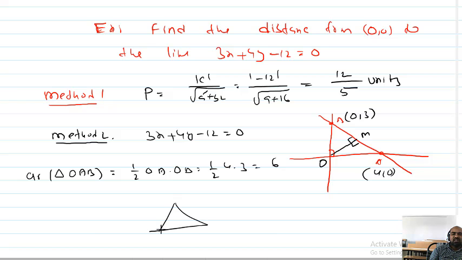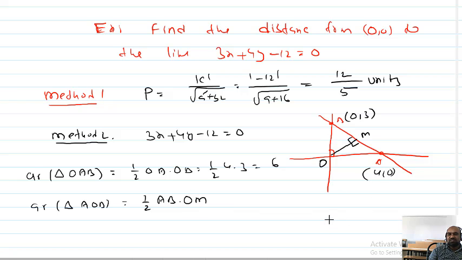So for a triangle, any side you can take as the base, and the perpendicular dropped from the opposite vertex becomes the height. Any side can be taken as the base, but the heights will vary. Now I want to take AB as the base. Area of triangle AOB equals half into AB. If AB is taken as the base, OM becomes the height.